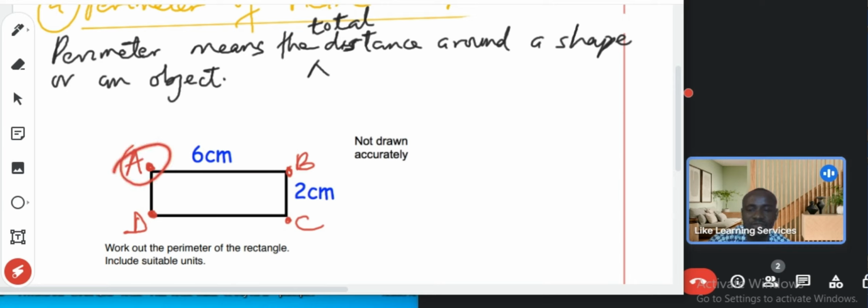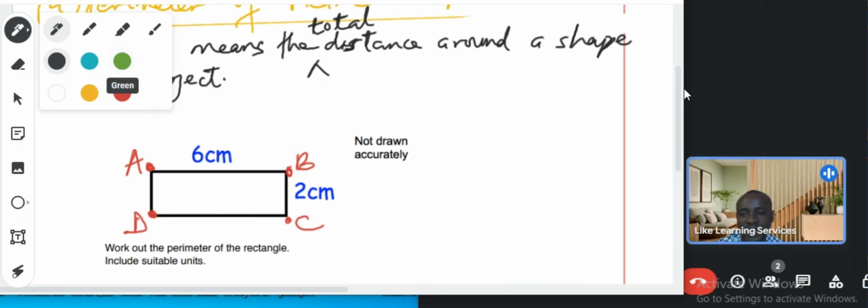What's the length of A to B? It's written there now. A to B. Say that again. 6 centimeters is the length of A to B, correct. What's the length of B to C? Say it again, be audible. 2 centimeters. Very good. What's the length of D to C? 6 centimeters. Beautiful. D to C is also 6 centimeters because it's the same thing.